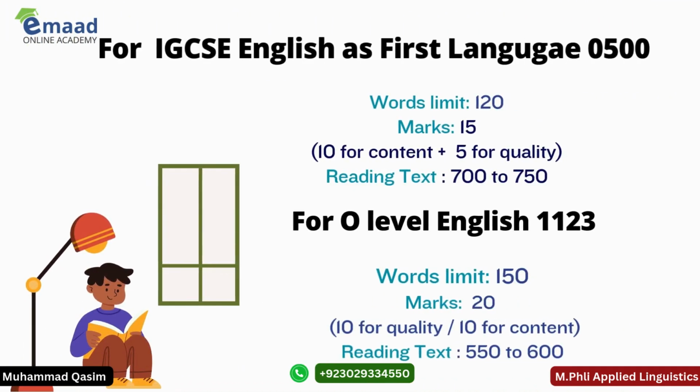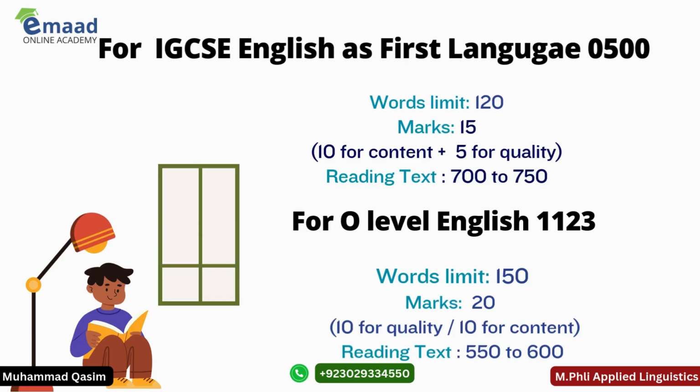Here is now what will happen in IGCSE English as First Language and for O Level English 1123. In IGCSE English as First Language 0500, the word limit is 120 words. So try not to exceed the word limit of 120 words. Marks for summary writing tasks in English as First Language are 15. So 10 marks are there for the quality of content, the content that you use, and 5 marks are there for the quality of language that you use.